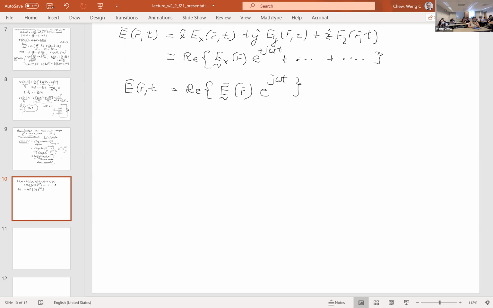So a real signal can be written as the real part of a complex signal, which is called a phasor representation, times e to the j omega t. The only new part here is that E is a vector. And if you have taken other undergraduate courses, E usually is a scalar. But you can go through the thought processes: whatever you learn from scalar can be applied to a vector also. So what is so great about this?